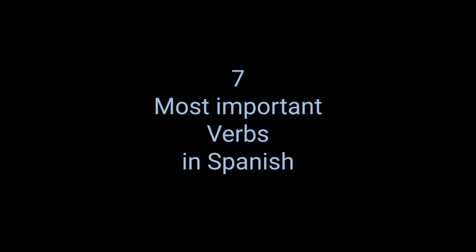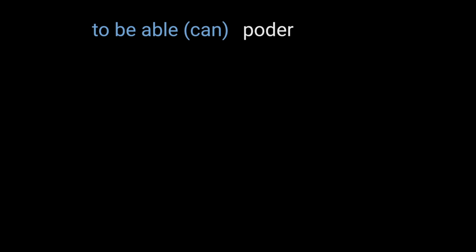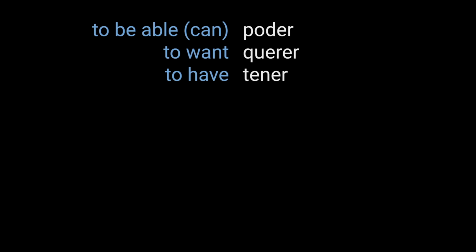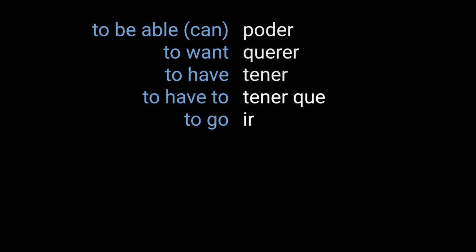of new words. The first word we have is can, which in English is a little bit strange because it's to be able, but you can't say I be able, you say I can. So that's why I've written it out like this. To be able, can, in Spanish is poder. The next word we have is to want. In Spanish, querer. To have, tener. To have to, tener que. To go, ir, to be, ser.